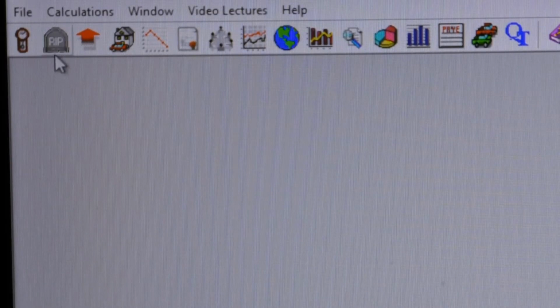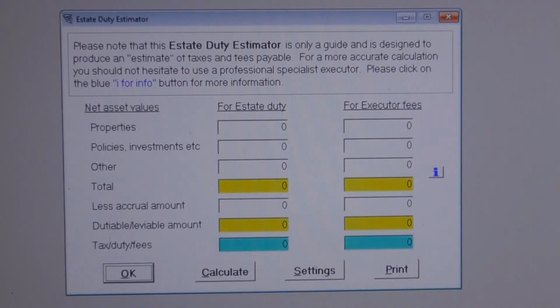This icon will access the estate duty estimator. It is well nigh impossible to get a client to produce all the data required to do a comprehensive estate duty and executor's fees calculation. Plus, you need very comprehensive and expensive software used by executors. This calculator is designed to produce a simple estimate of estate duty and executor's fees that would have to be paid in the event of death by entering only a few amounts.